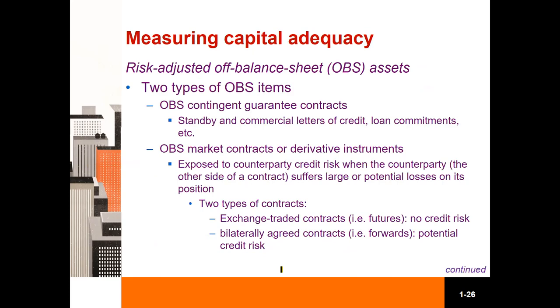Now about the off-balance sheet activities, the value of risk-adjusted on-balance sheet assets that we have just discussed is only one component of the credit risk adjustments required for the denominator of the capital adequacy ratio. The other is the credit risk adjusted value of the bank's off-balance sheet activities, including market-related transactions and non-market-related transactions.